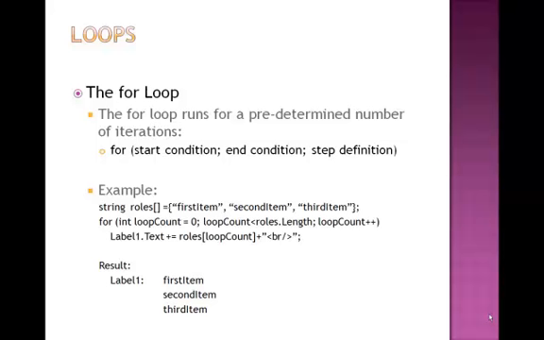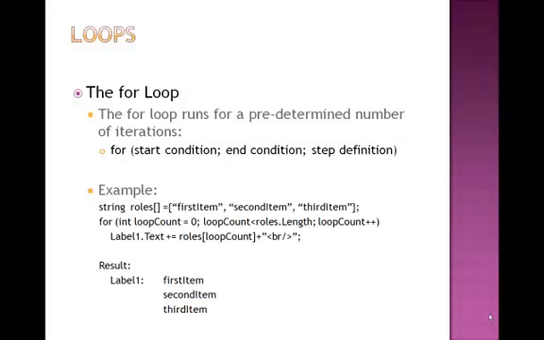The for loop contains 3 statements within its definition. The first statement is the start condition, for example, int loopCount = 0. The second statement is the end condition, which tells you how many times you want to run this, and finally the loopCount++ is the step definition part of your loop.